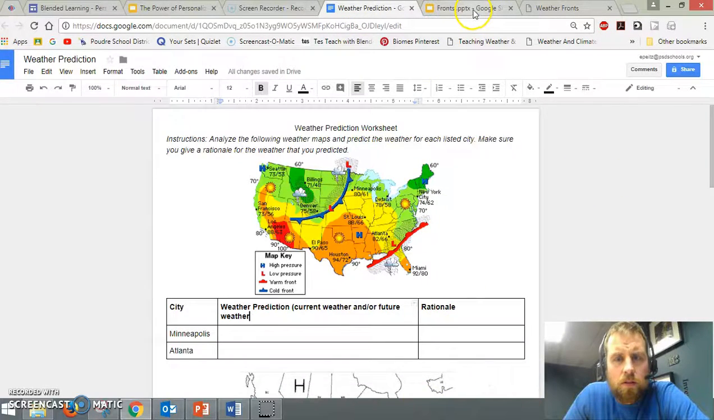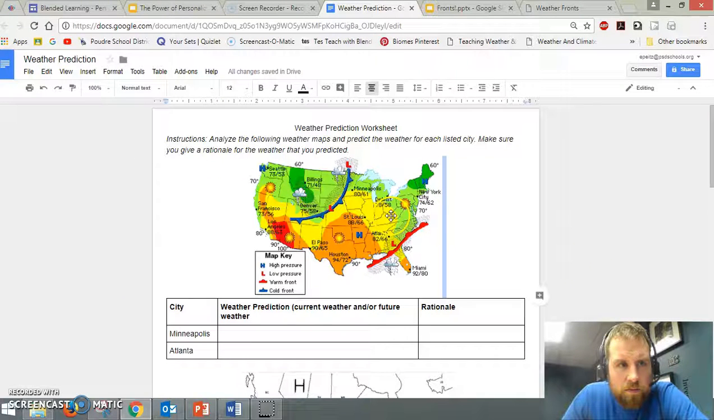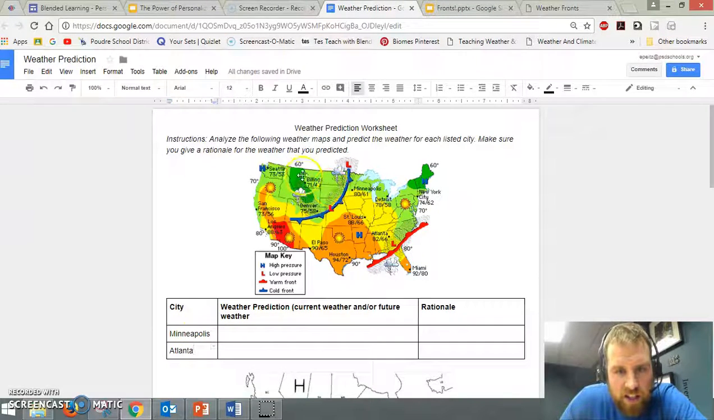Okay, so your homework, ladies and gentlemen, will look like this. For the first part, you're going to look at this map, and you've got some cold fronts, some warm fronts, low pressure, high pressure. I want you to predict the weather for Minneapolis and Atlanta. Minneapolis is up here, Atlanta's down here. Again, make sure you know which direction these fronts are moving. So give me some predictions and some rationale.